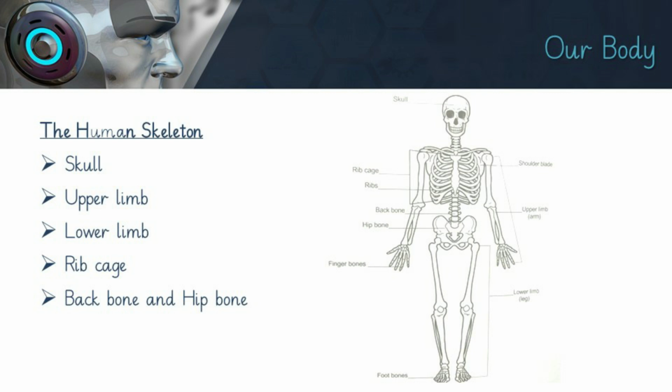Coming towards the rib cage, you can see that ribs are joined together to form a cage-like shape. So this is called rib cage. Our heart and lungs are protected by rib cage. Backbone. Backbone supports our body and gives shape to our back. Hip bones. Two hip bones are joined to form pelvis.